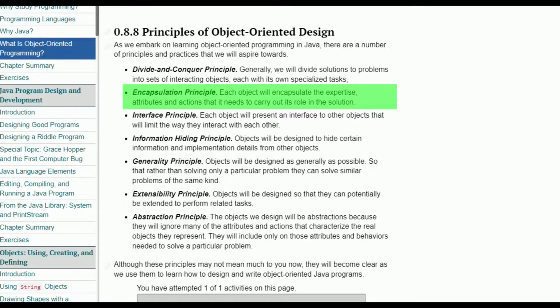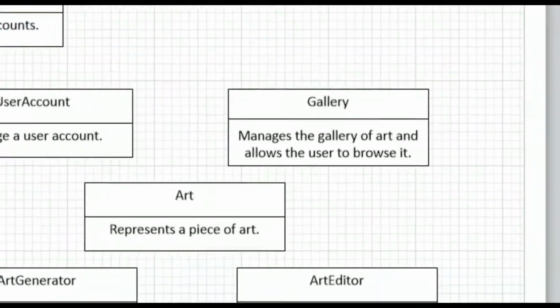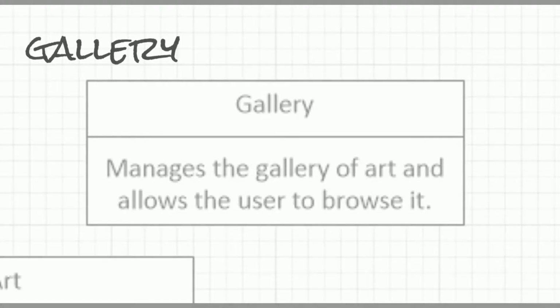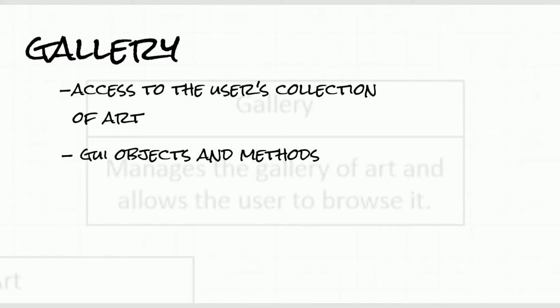The text says, each object will encapsulate the expertise, attributes, and actions that it needs to carry out its role in the solution. For our problem, let's consider one of the classes we've identified, the gallery class. This class will need to have access to the user's collection of art. It is an interface class, so it will need to have GUI objects and methods, such as a window that responds to user-generated events like clicks, and probably some buttons and menus.